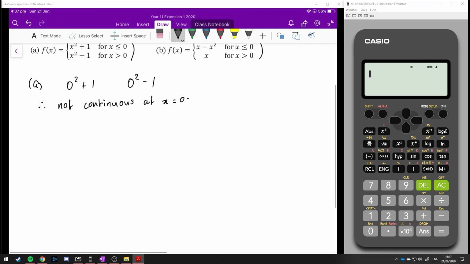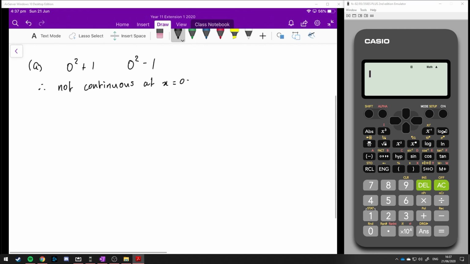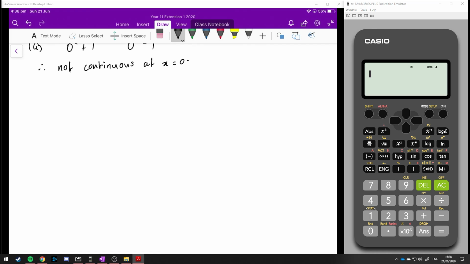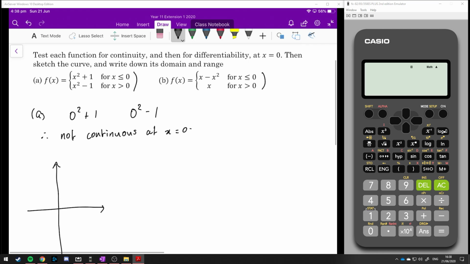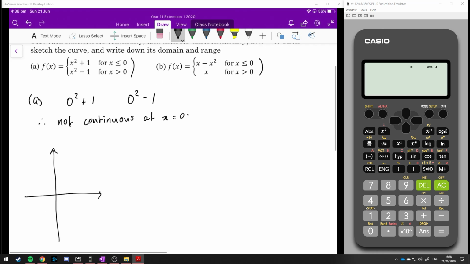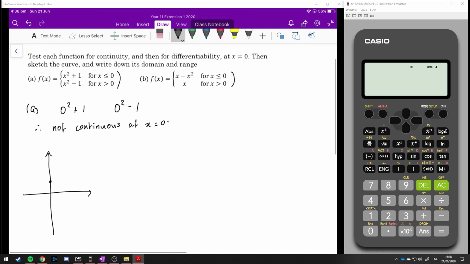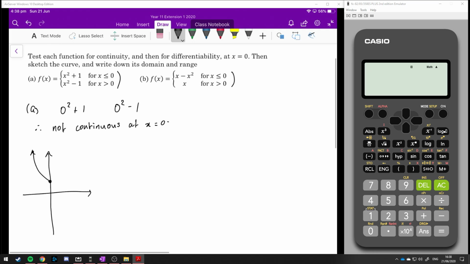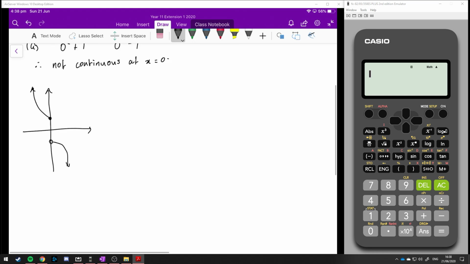Okay, so then we're going to sketch and write down the domain and the range. So sketch. Okay, here's a little picture here. It's x squared plus 1 when x is less than or equal to 0, so at plus 1, and it's including this value here. It's a parabola that goes up like that. Then it's x squared minus 1 for x is greater than 0, and it's going to go this way here. So it's the two different halves there.